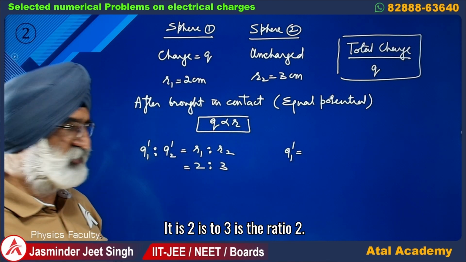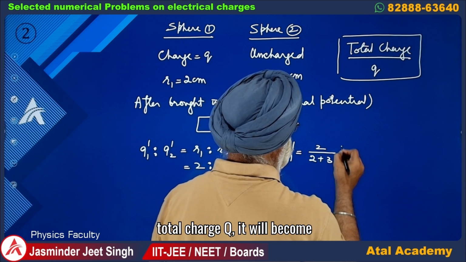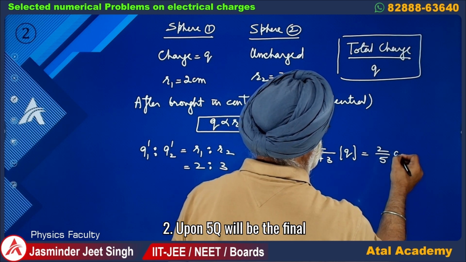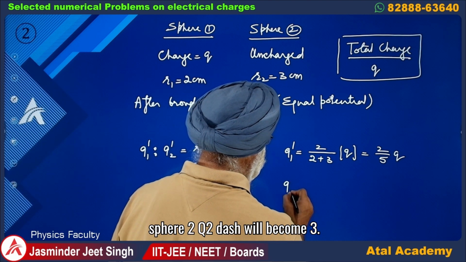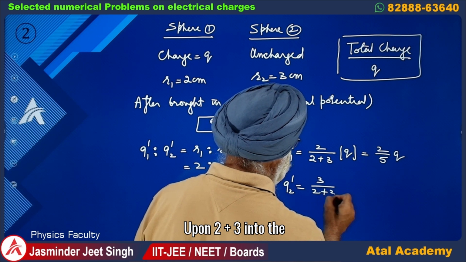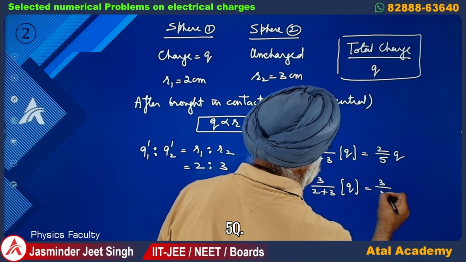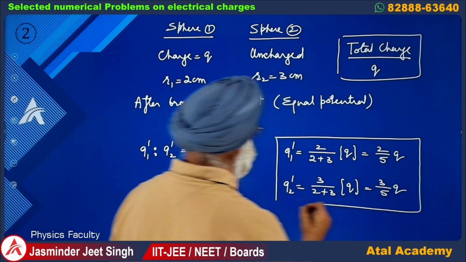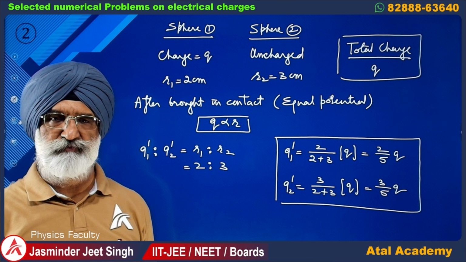The ratio is 2:3. So Q1 dash is 2 upon 2 plus 3 into the total charge q. It will become 2 upon 5 q, the final charge on sphere 1. The final charge on sphere 2, q2 dash, will be 3 upon 2 plus 3 into the total charge, which is 3 upon 5 q. These are the final charges on sphere 1 and sphere 2 when sphere 1 is connected to sphere 2.